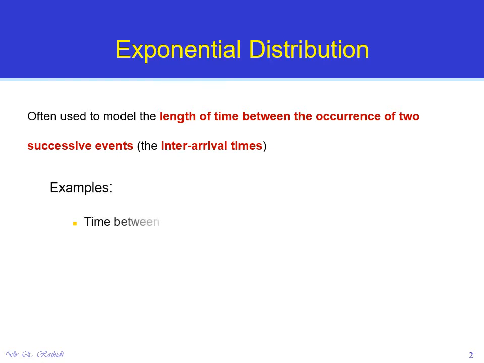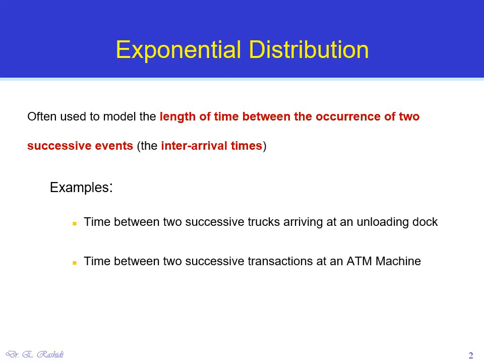For example, the time between two successive trucks arriving at an unloading dock. The time between two successive transactions at an ATM machine. The time between two successive phone calls to the main operator. So as you see here, we are talking about inter-arrival time, or the time between the occurrence of two events. You can think of other examples. For example, the inter-arrival time between two messages that you get, or between two emails that you get, and things like that.